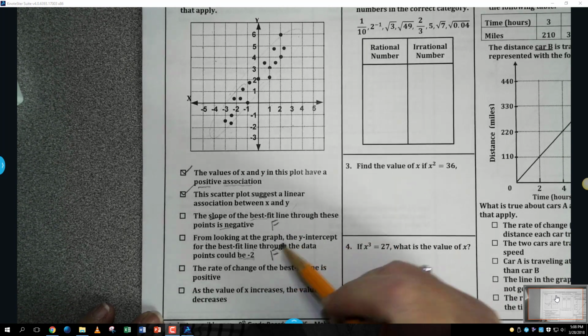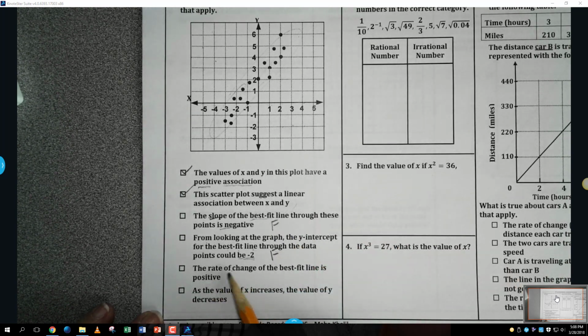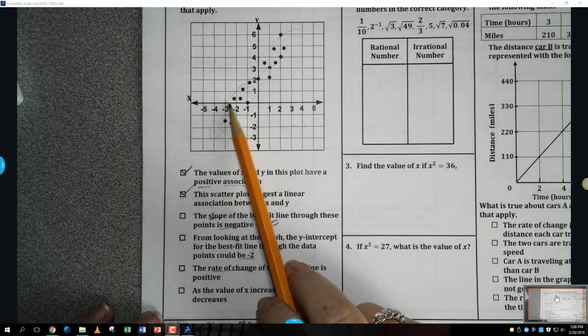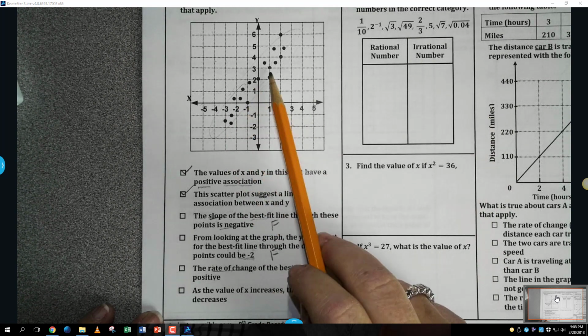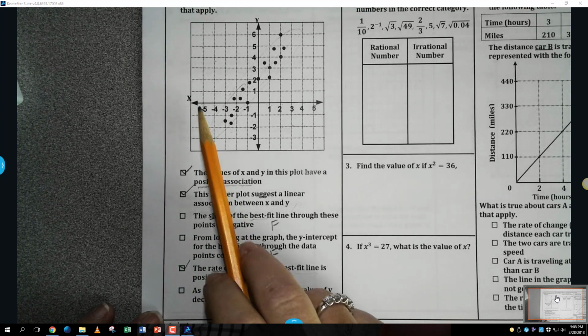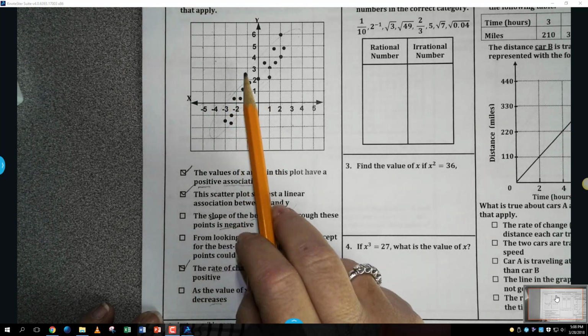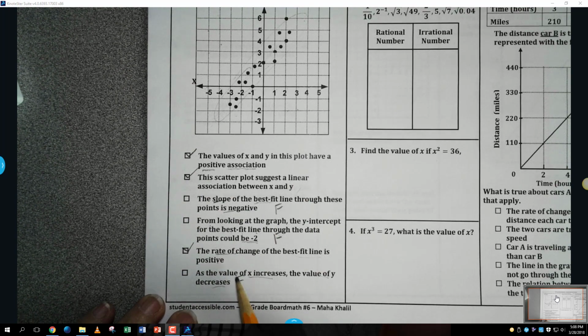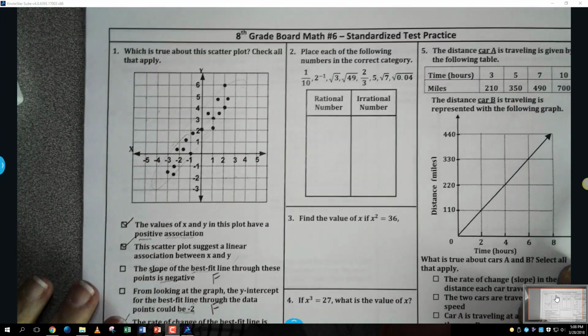And this is false. The rate of change, in other words the slope, for the line of best fit is positive. So that means as the values of x increase, the values of y increase. Yes, they do. As the value of x increases, the value of y decreases. So as we move left to right, the values of y decrease. That's not true. So those 3 are true and those 3 are false.